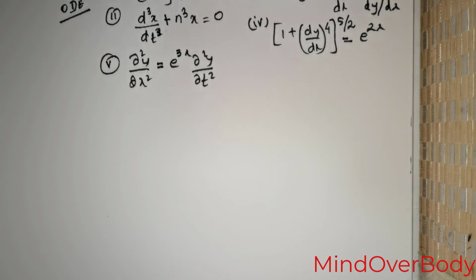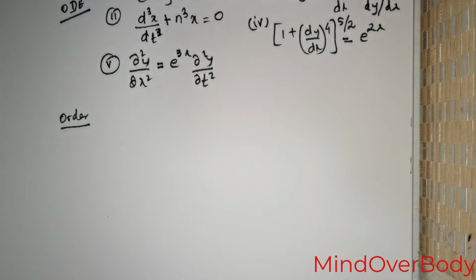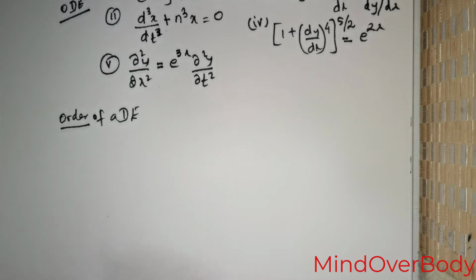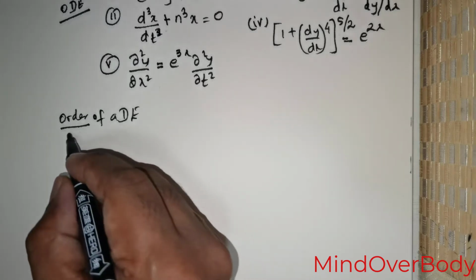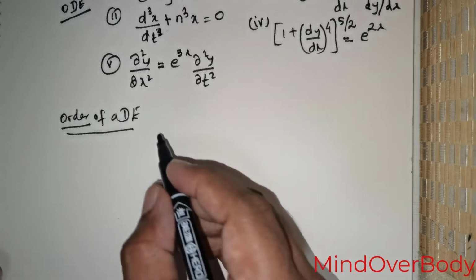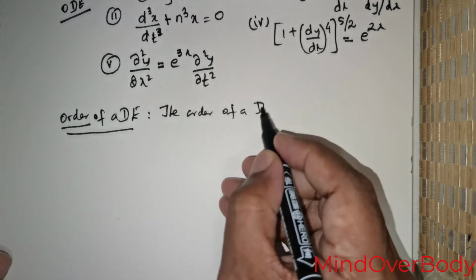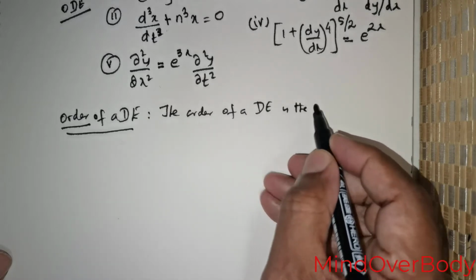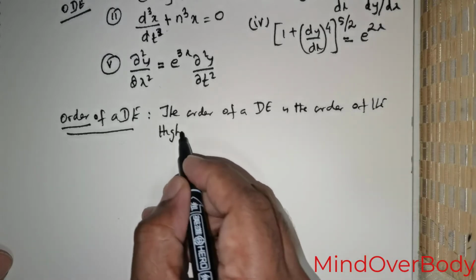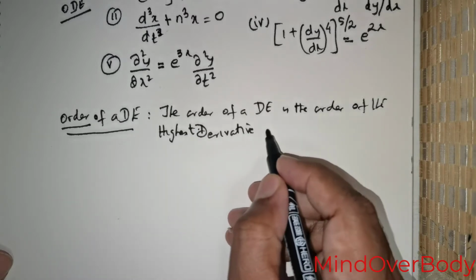Now foremost, we will have to understand the order of a differential equation. What exactly is the order of a differential equation? That is very much important. So let me state the definition here. The order of a differential equation is the order of the highest derivative appearing.